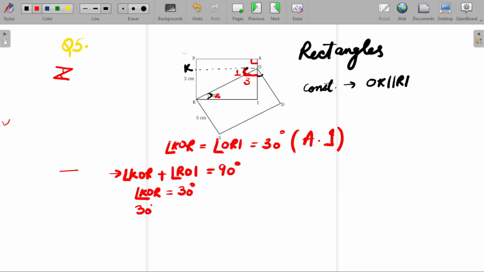So 30 degrees plus angle ROI equals 90 degrees. This gives us angle ROI equals 90 degrees minus 30 degrees, so this is 60 degrees. Angle ROI is 60, that means angle 3 is 60 degrees. Angle 1 is 30 degrees. This is quite obvious also, and you can deduce it also.